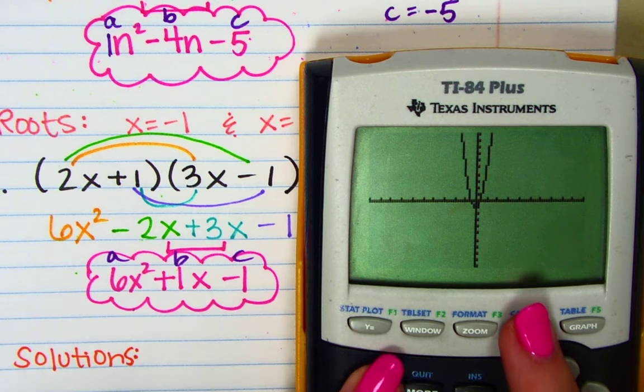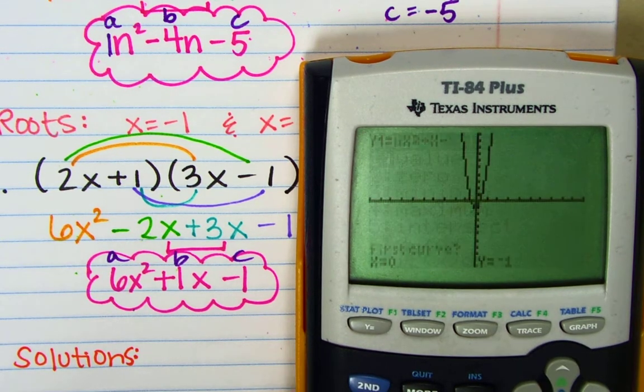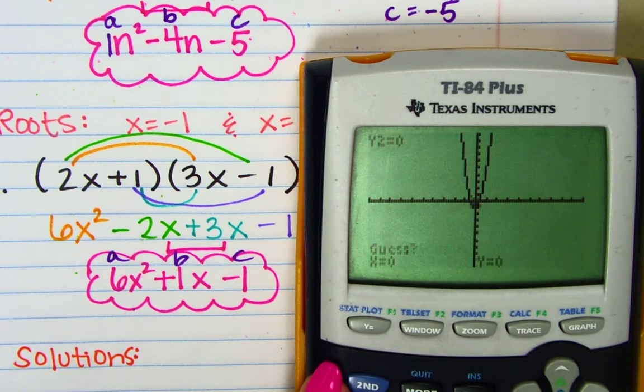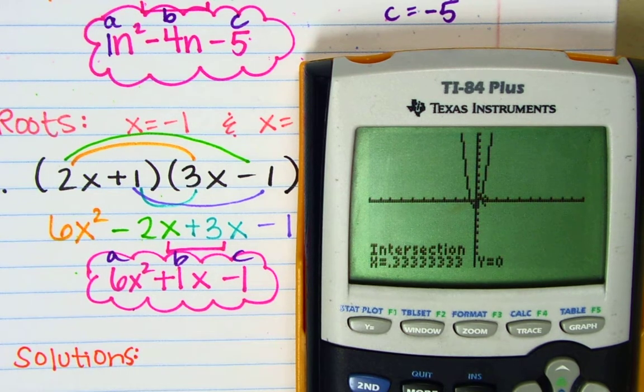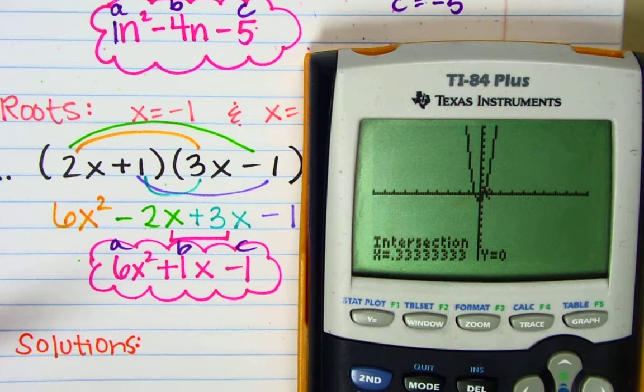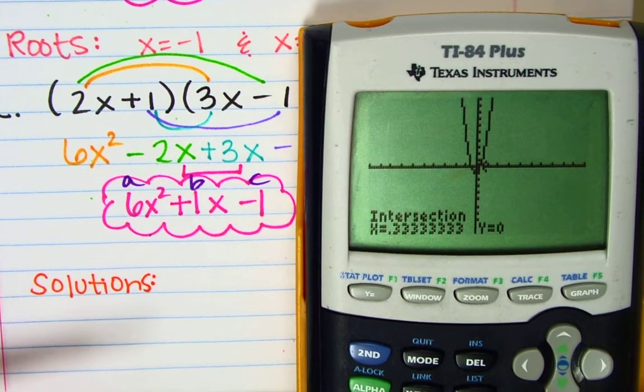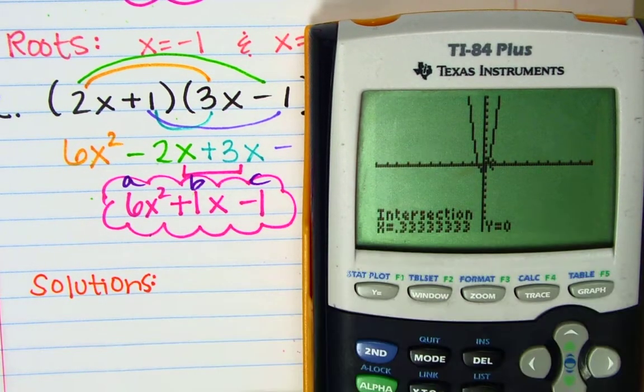So let's do second trace 5. Enter, enter, enter. And see, here is a good reason why we need to use second trace 5, enter, enter, enter, because it gives me a decimal. Now, you might know what 0.333333 is as a decimal.